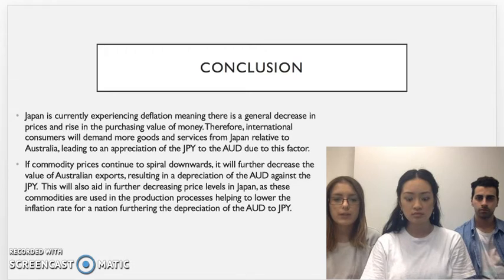If commodity prices continue to spiral downwards, it will further decrease the value of Australian exports, resulting in a depreciation of the Australian dollar against the Japanese yen. This will also aid in further decreasing price levels in Japan, as the commodities are used in the production processes, helping to lower the inflation rate for a nation, furthering the depreciation of the AUD to the JPY.